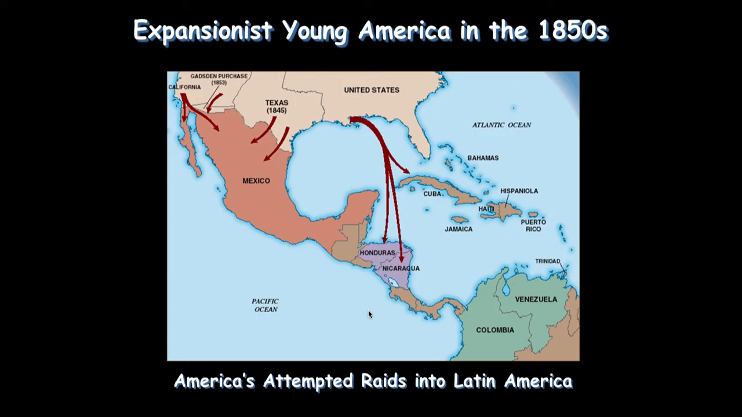Also, at the time, you're going to start seeing some exercise of the Monroe Doctrine, where the United States is going to try to have influence in Honduras, Nicaragua, and Cuba, and in Mexico during the war. It's depicted here as American raids, attempted raids into Latin America.